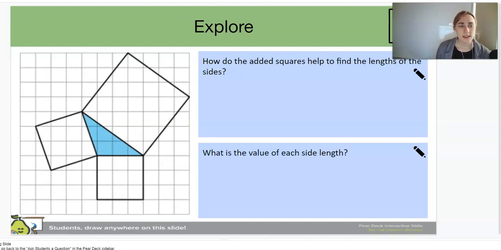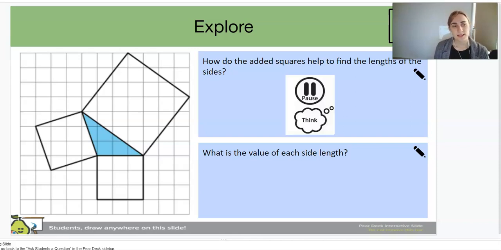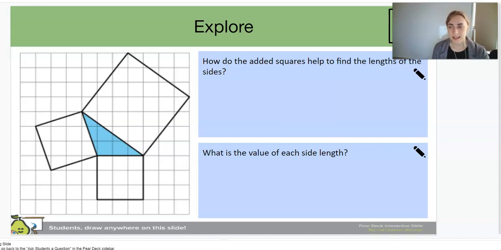Now on slide C, we're given a little bit more information. You can see that a square has been drawn to help us answer these questions on the right. So the first question is, how do the added squares help to find the lengths of the sides? And what is the value of each side length? So pause and take some time to think and record your thinking here. And then we'll move on to slide D.